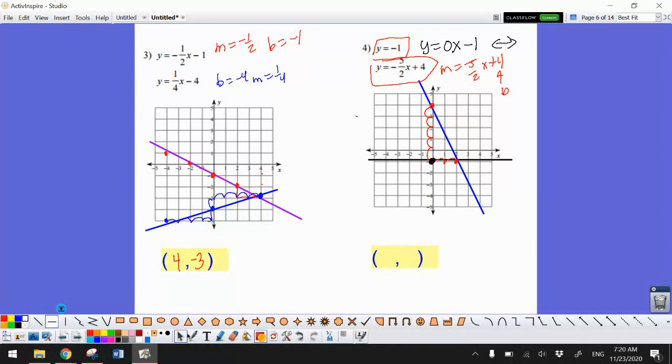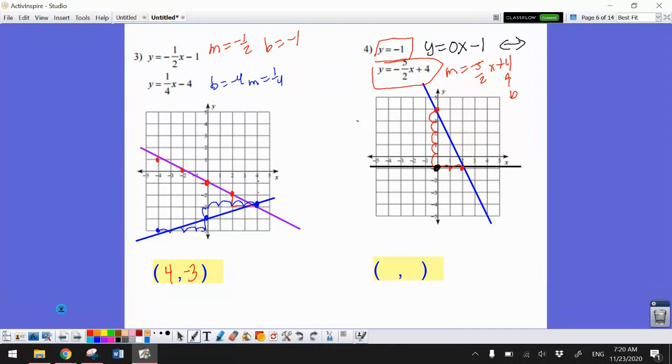So where is my intersection this time? Well, I'm 1, 2 over with a positive 2, and I'm down a negative 1. So my solution is 2, negative 1.